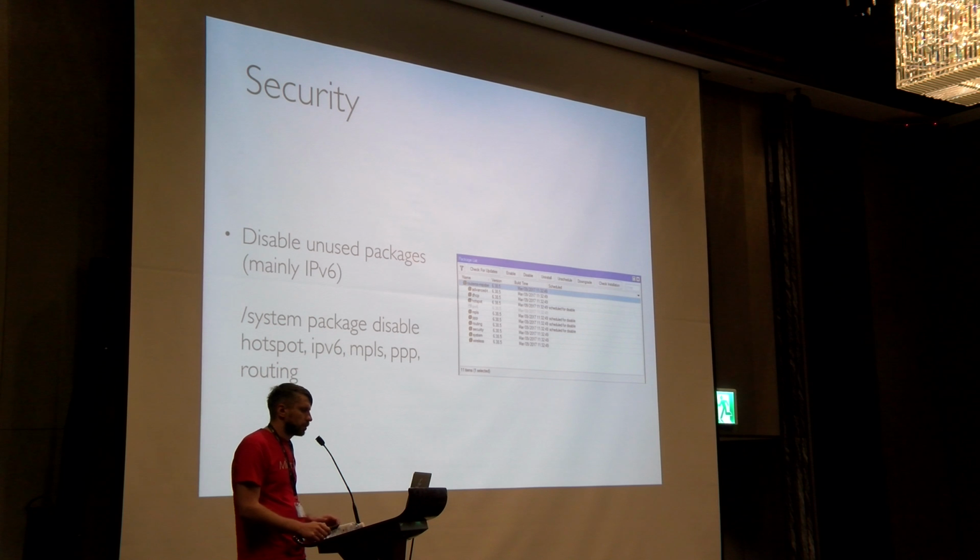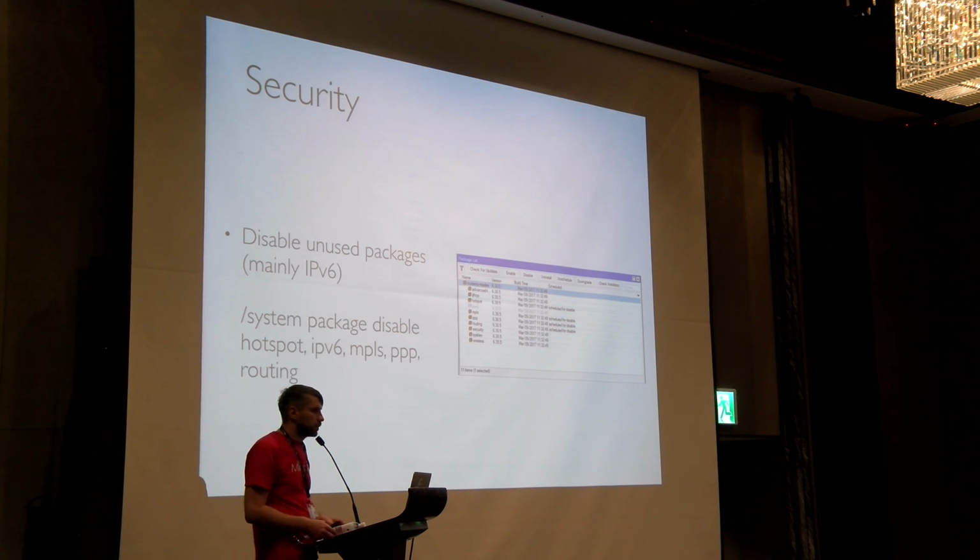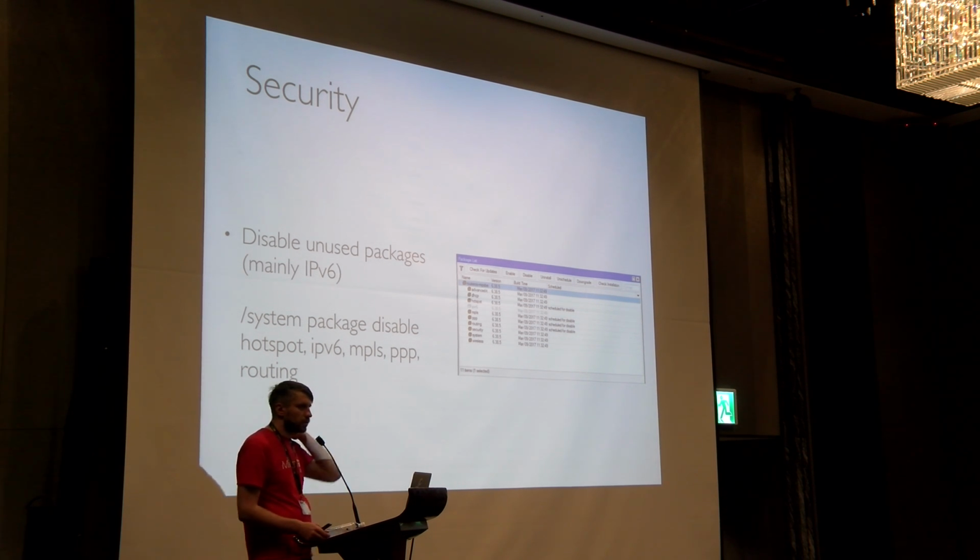The next option you can do is to disable unused packages. All RouterOS features are provided by packages. The main package is system, and then other packages enable different features. For example, routing provides you with dynamic routing protocols. If you know that you don't use dynamic protocols on your device, you disable that package, and there is no dynamic routing on the device.